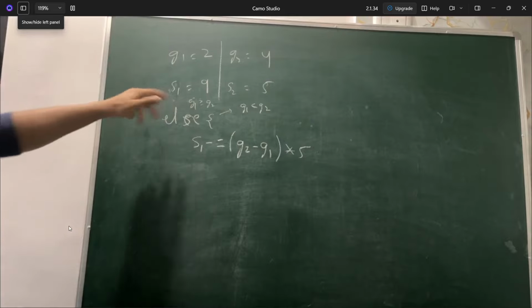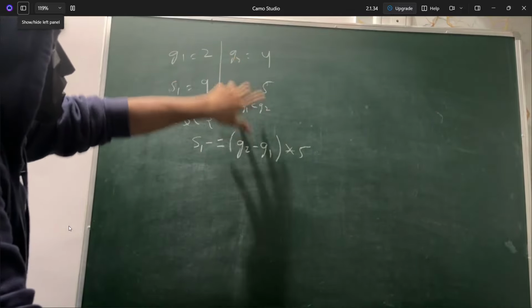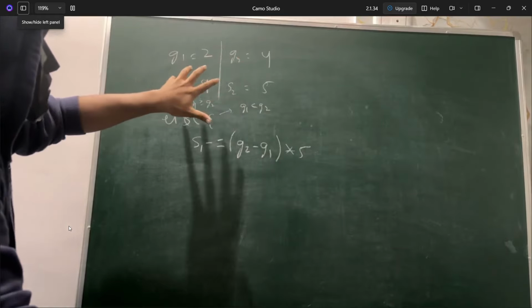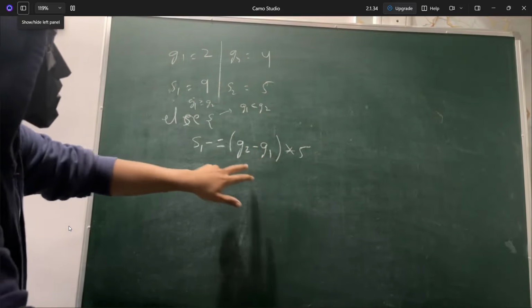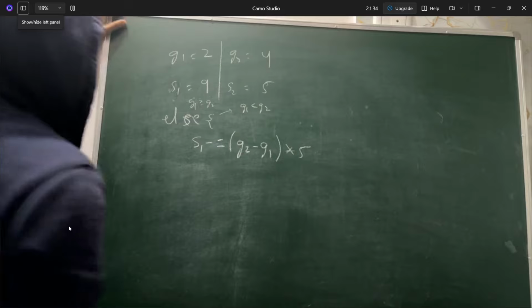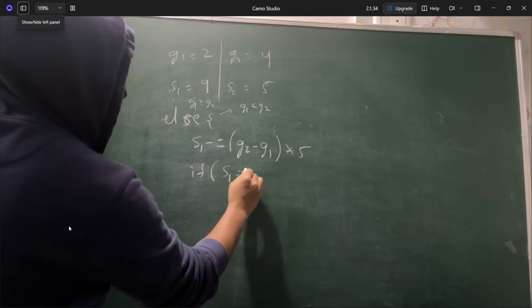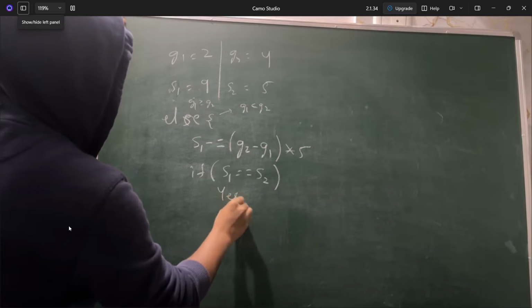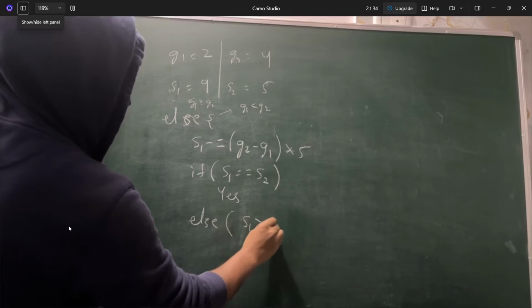So, which I told you already, your silver coin will be decreased by the difference in gold coins into 5. If you want to go from 2 to 4, you'll require 10 silver coins. So if you put it in, it will be 4 minus 2 is 2, into 5 is 10. So you'll be subtracting this silver coin amount from the current silver coins. And now you'll have to check if this silver coin is equivalent to the required silver coin. In that case you'll have to print yes. Else, you'll have to check this silver coin has to be greater than 0.